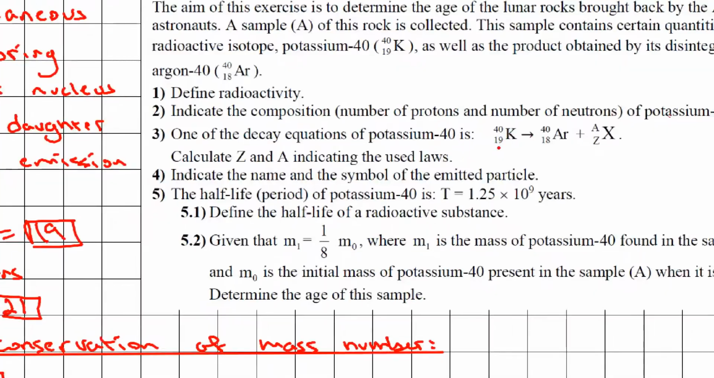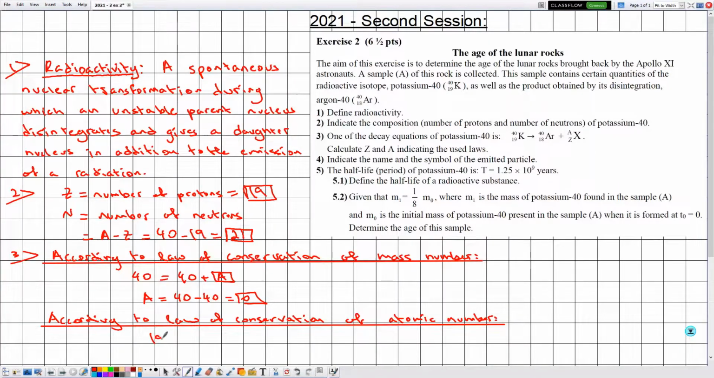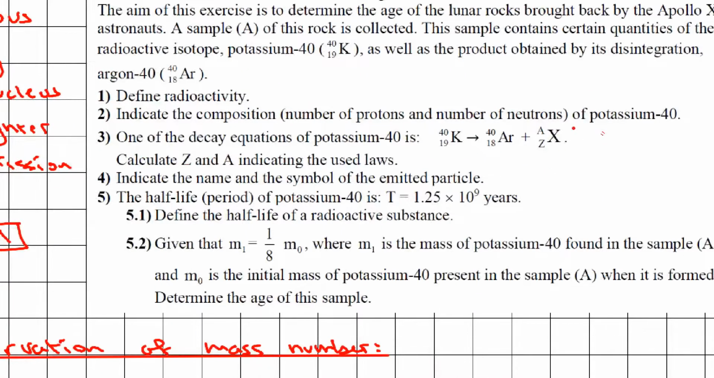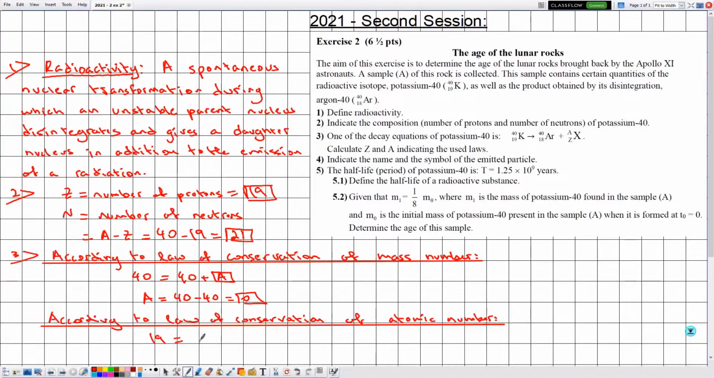Then initially it's given by 19, and this must be equal for sure to 18 plus z. And we are searching for the value of z. In this case, z is given by 19 minus 18, which is equal to 1. Let me make some space.